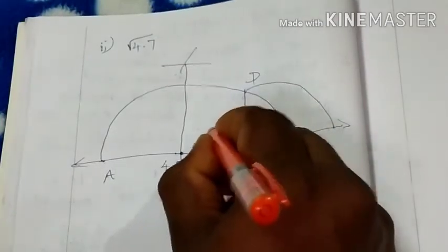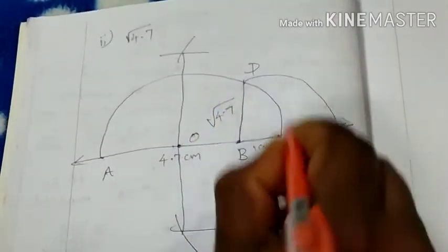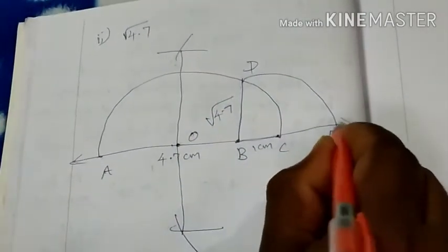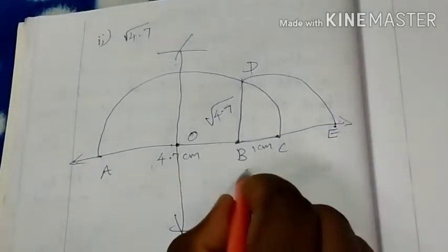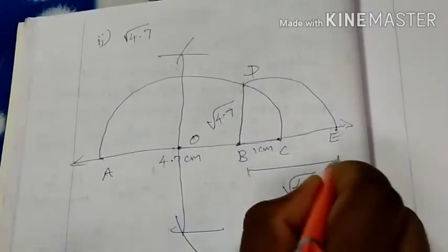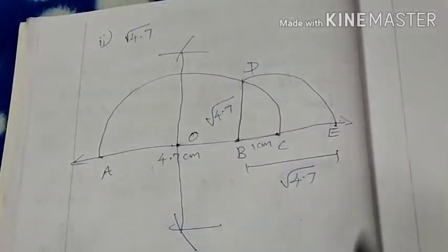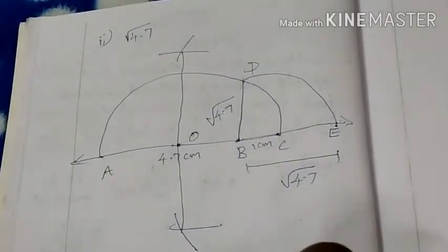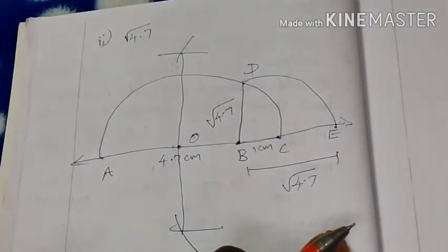Now BD is equal to the square root of 4.7, and the intersecting point is E. BE is also the square root of 4.7. That's all for the diagram. Have you understood? In this slide, you do the third question.